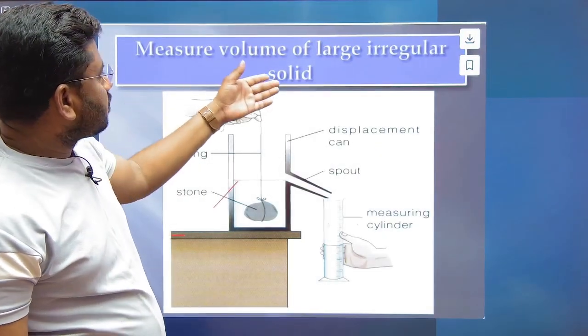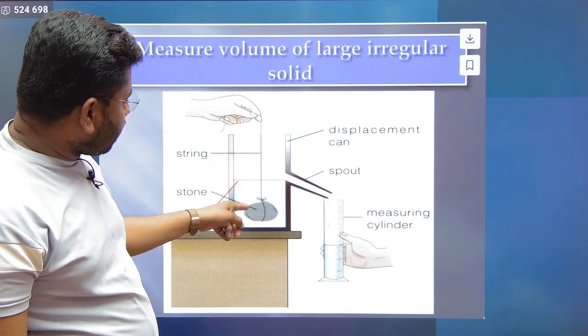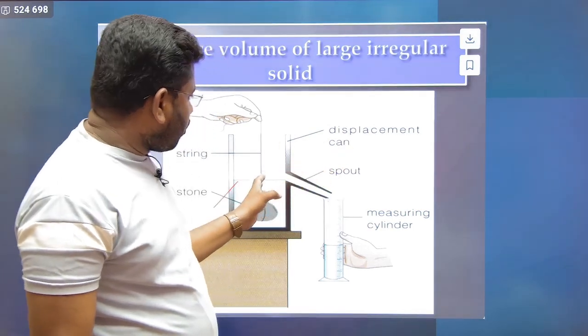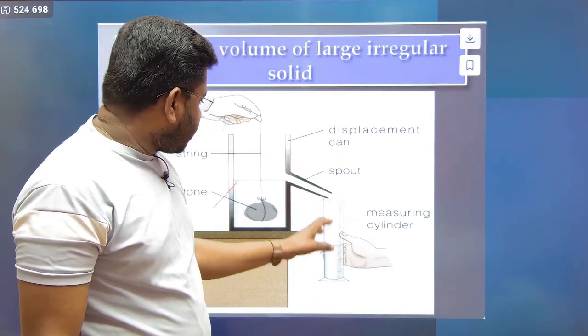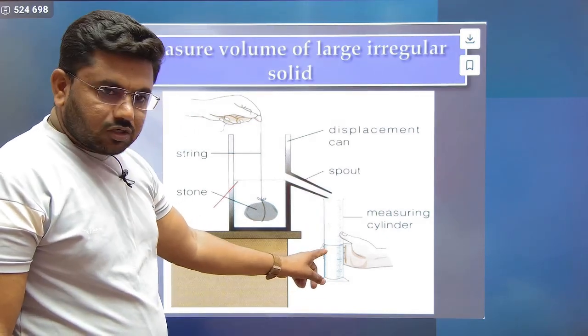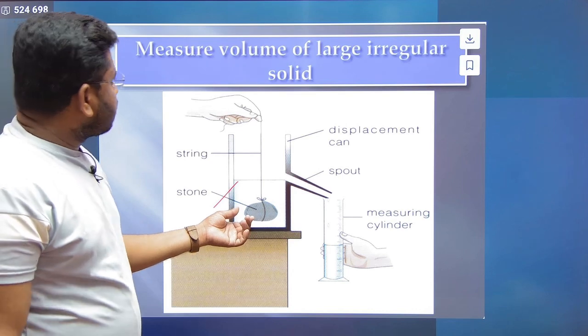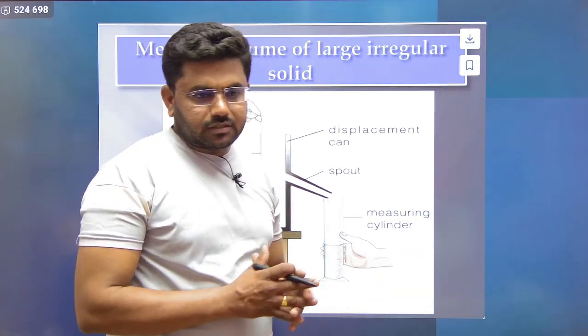Measurement of large irregular solids. The same things: string, stone, and we can use this type of instrument, called displacement. Then the spout will come from this side, and the measuring cylinder will show the water level increase, so that we can understand the volume of that irregular object.